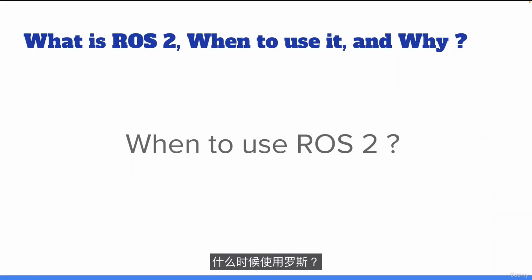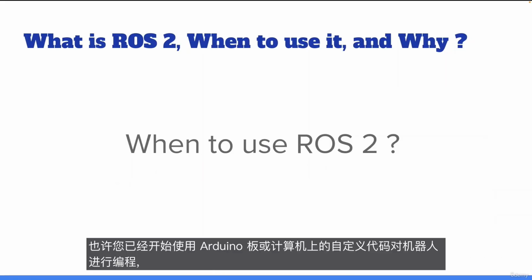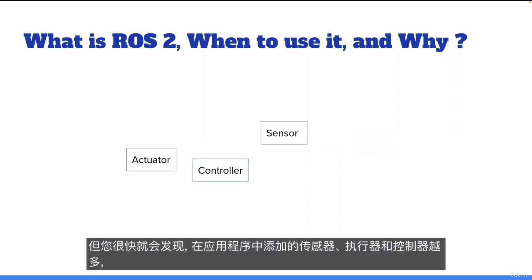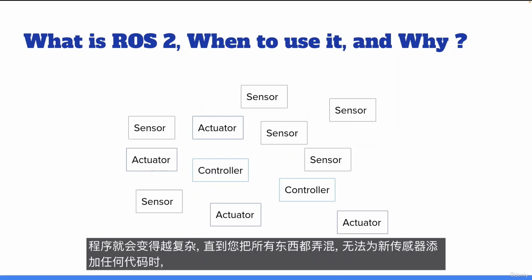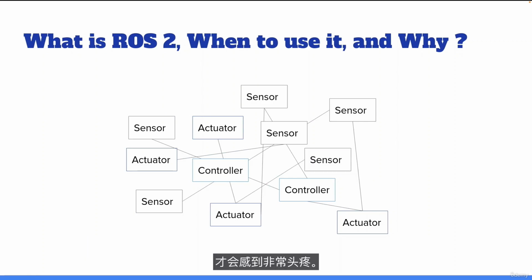Now, when to use ROS? Maybe you've already started to program robots with an Arduino board or with a custom code on a computer. And what you will quickly experience is that the more sensors, actuators, and controllers you add on your application, the more complex it becomes until you reach a point where everything is mixed up and you can't add any code for a new sensor without a huge headache.